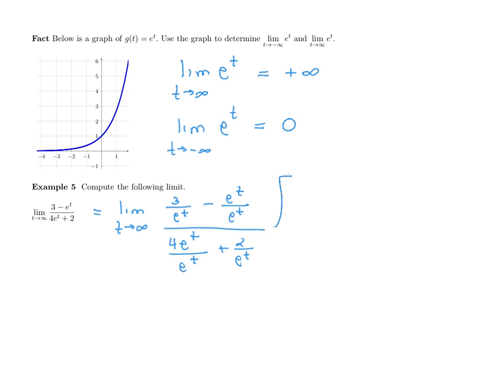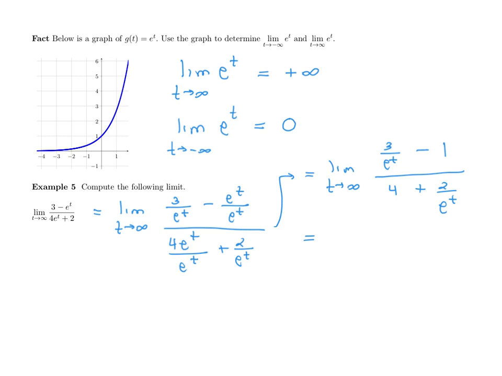And now I'll simplify. This is the limit as t approaches infinity of, well, 3 over e to the t does not simplify, but e to the t over e to the t does. It's 1. 4e to the t over e to the t is just 4, and we have plus 2 over e to the t. And I claim at this point we can just state what the limit is equal to.